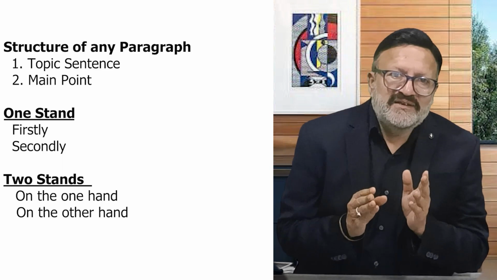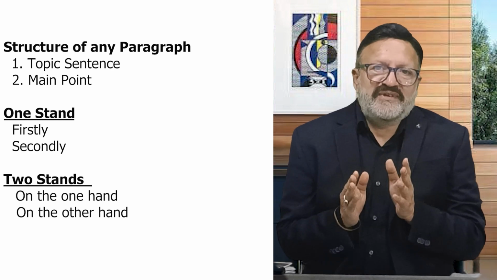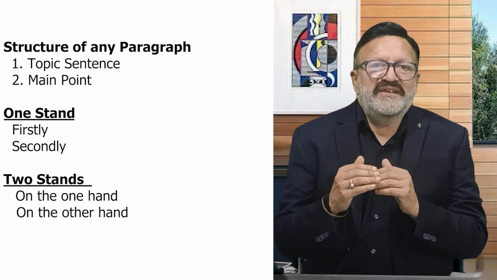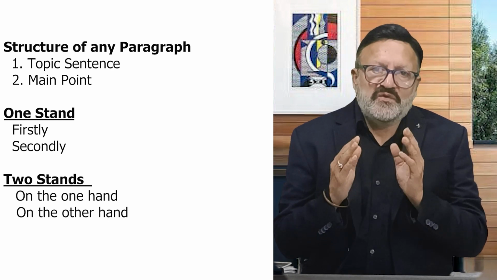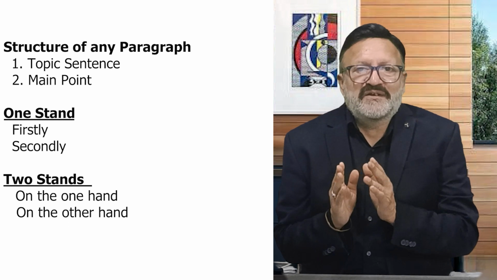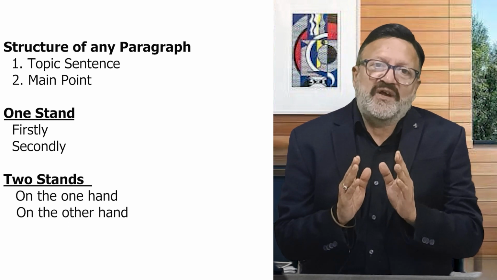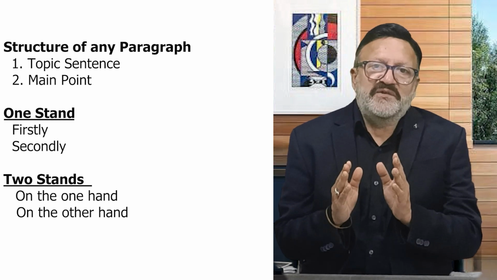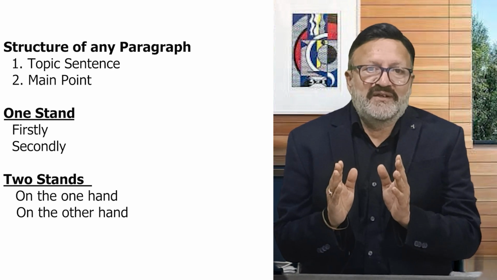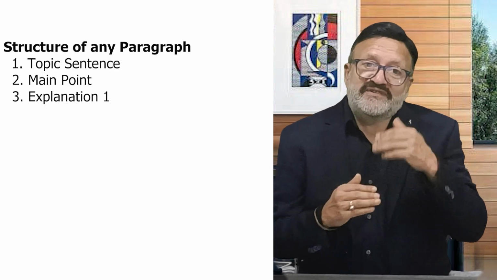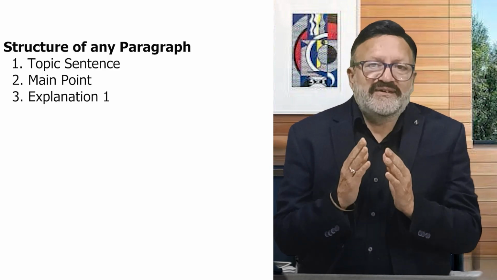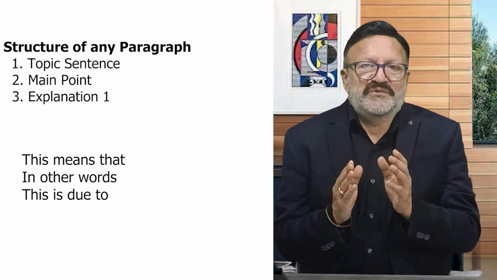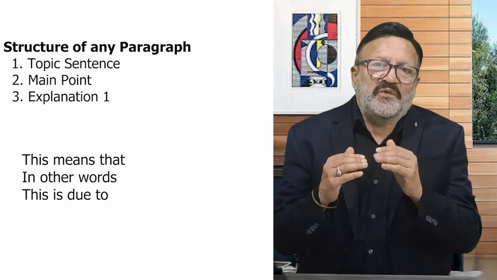So let us see, the first sentence has to be the topic sentence, and normally I club the topic sentence with the main point. The linkers that we can use for this are firstly and secondly. If you are taking two stands, then you can use on the one hand, on the other hand. For explanation 1, which follows the main idea, the following linkers can be used: this means that, in other words, this is due to. All this is going to help you in your cohesion.